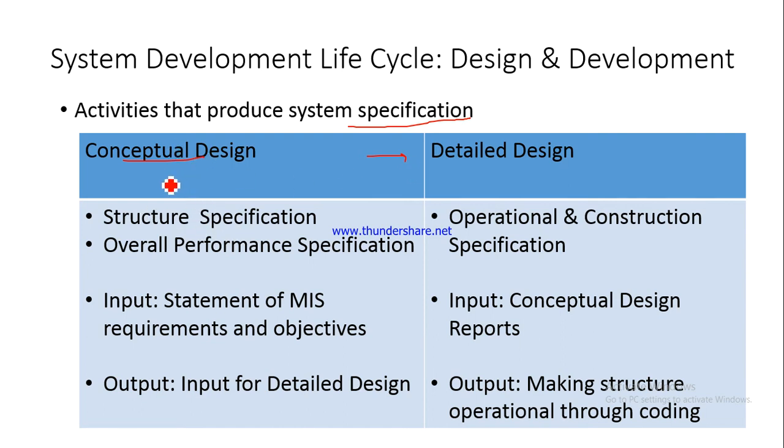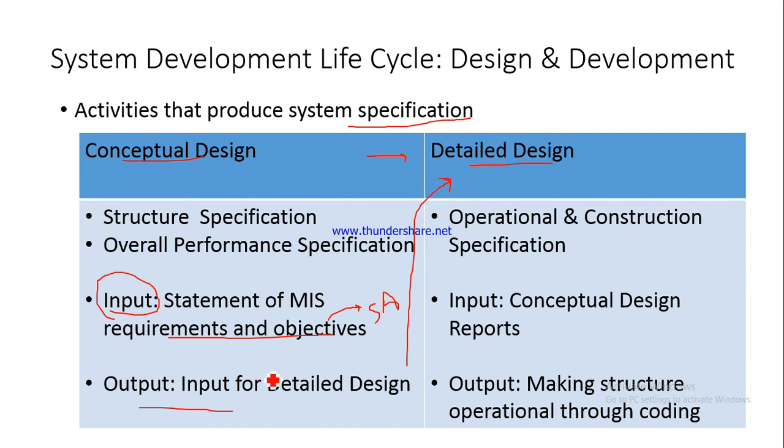And please understand that the input for this particular stage is the statement of MIS requirements and objectives that are prepared by the system analyst. After the system analysis, you have a basic idea of what we need, what objectives have to be met by the new proposed MIS, what requirements are there, what needs have to be satisfied by the new proposed MIS. So this is going to be the input to this stage, and naturally the output of this stage would be acting as the input for the next stage within this design, and that is the detailed design.